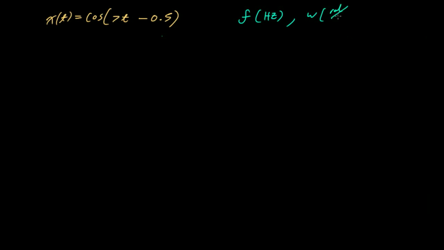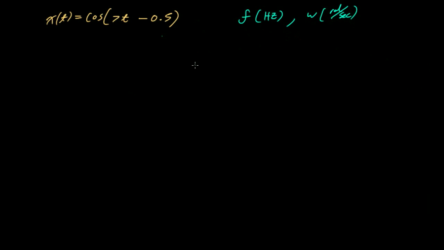Hi and welcome back. So in this video, this is the 14th problem from the first signals recitation, and we're given x of t equal to the cosine of 7t minus 0.5. What we want to figure out is the frequency in hertz, and also the frequency in radians per second. So that's the problem. If you want to pause the video, now's a good time.